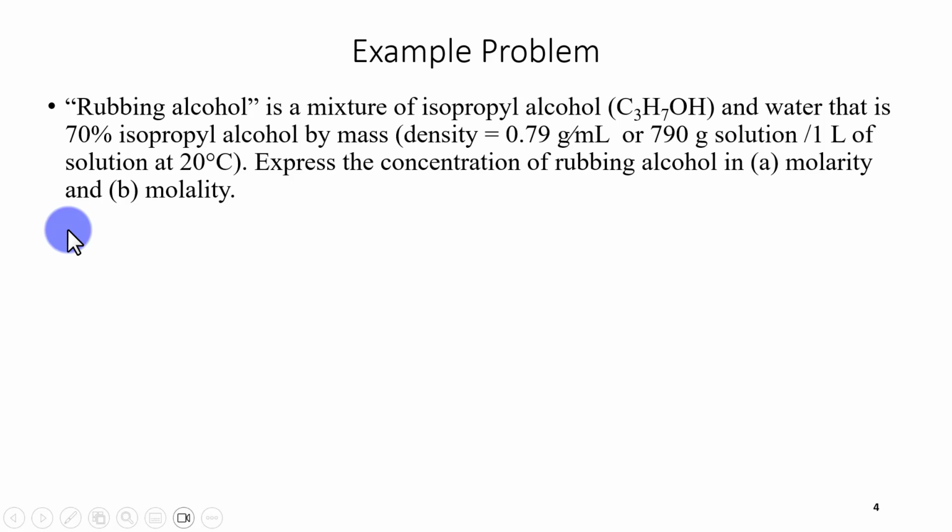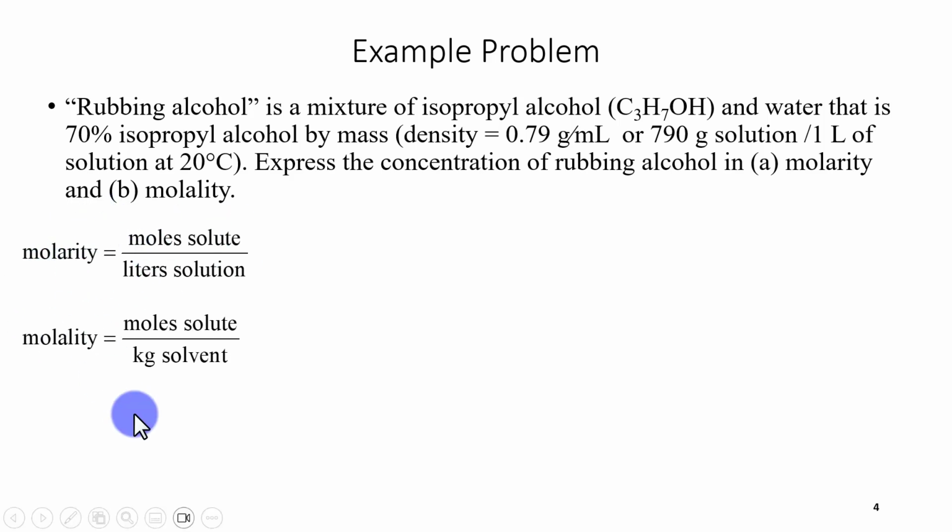Okay, let me write those formulas on top of each other. So molarity is moles of solute over liters of solution. Molality is moles of solute over kilograms of solvent. Okay, so what do I know? I don't necessarily know the moles of solute yet, but I do know that I have a density of 790 grams for my solution per 1 liter of solution. And I also know that it's 70% isopropyl alcohol by mass.